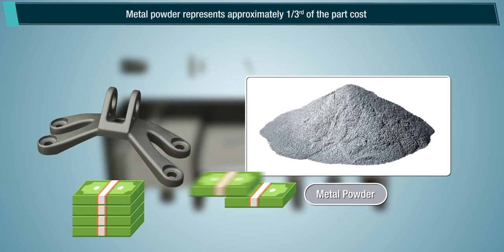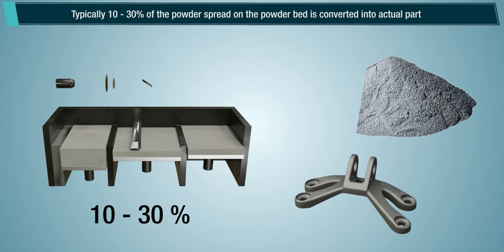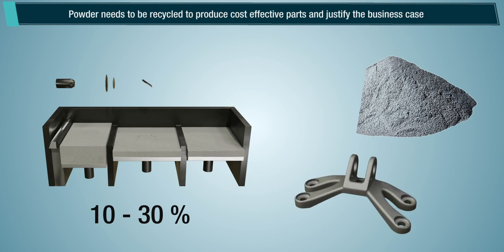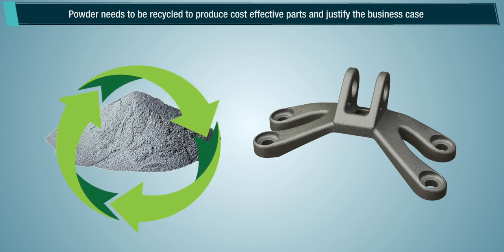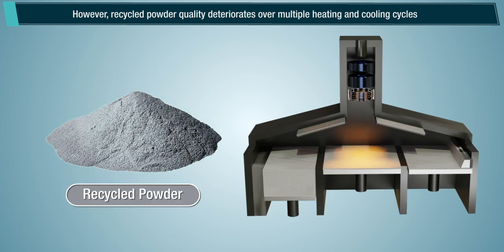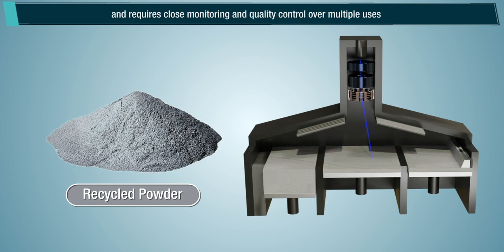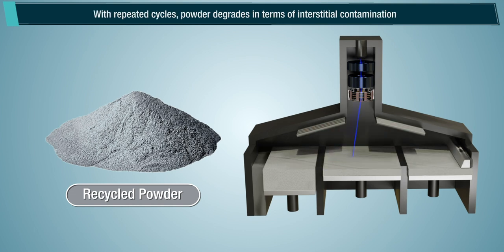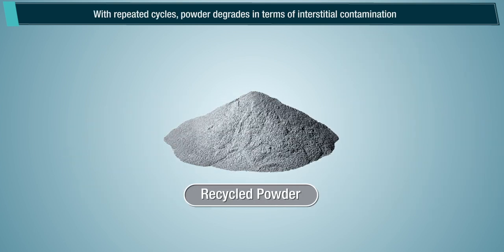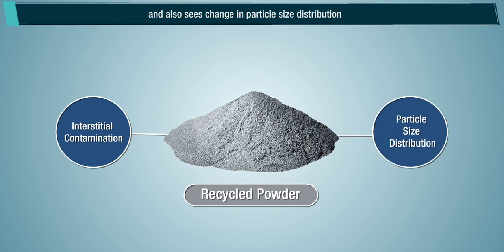Metal powder represents approximately 1/3 of the part cost. Typically 10 to 30% of the powder spread on the powder bed is converted into actual part. Powder needs to be recycled to produce cost-effective parts and justify the business case. However, recycled powder quality deteriorates over multiple heating and cooling cycles, and requires close monitoring and quality control over multiple uses. With repeated cycles, powder degrades in terms of interstitial contamination, and also sees change in particle size distribution.